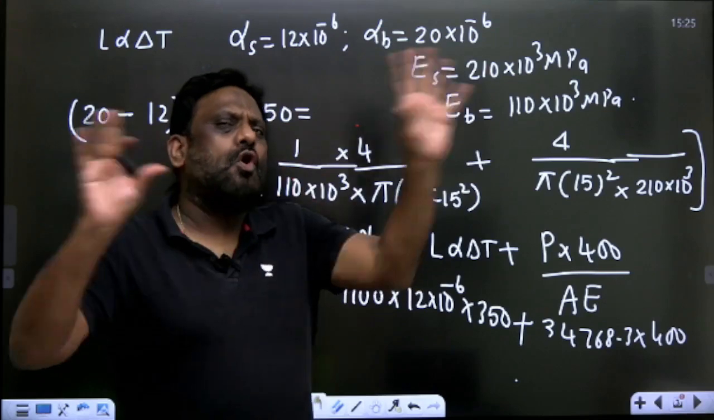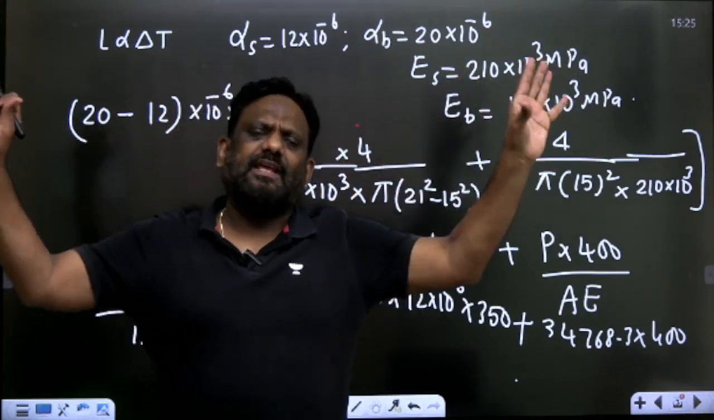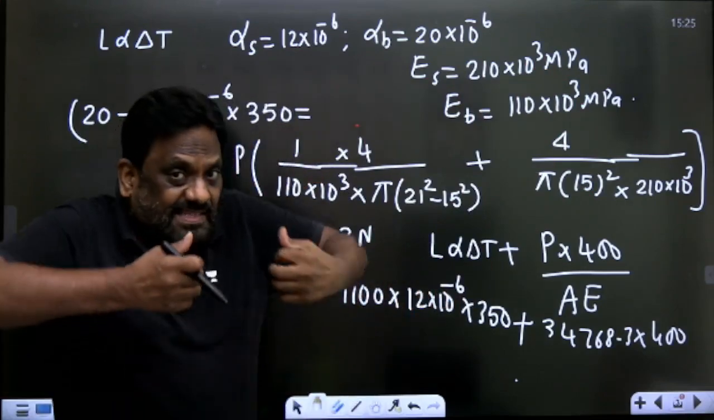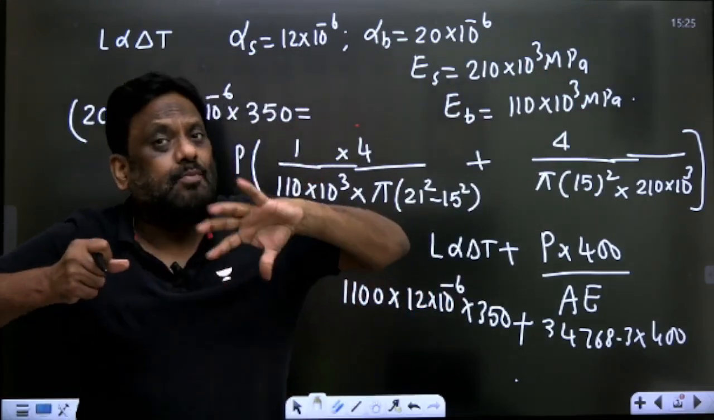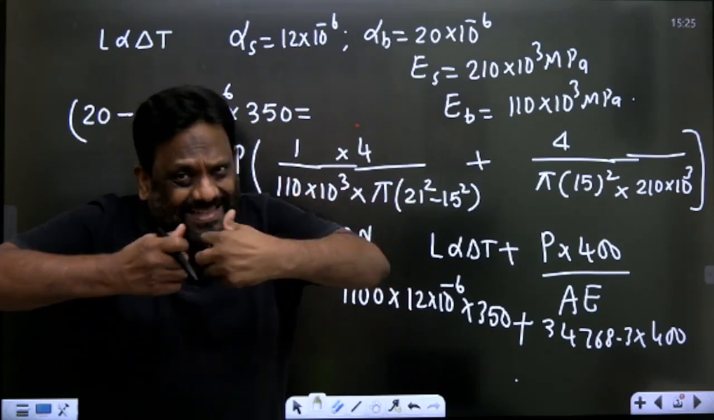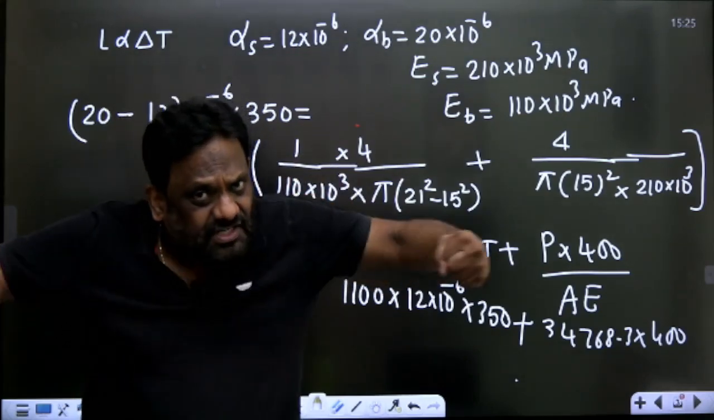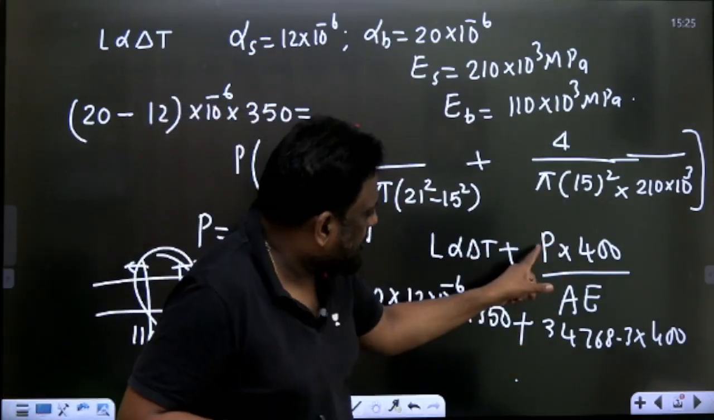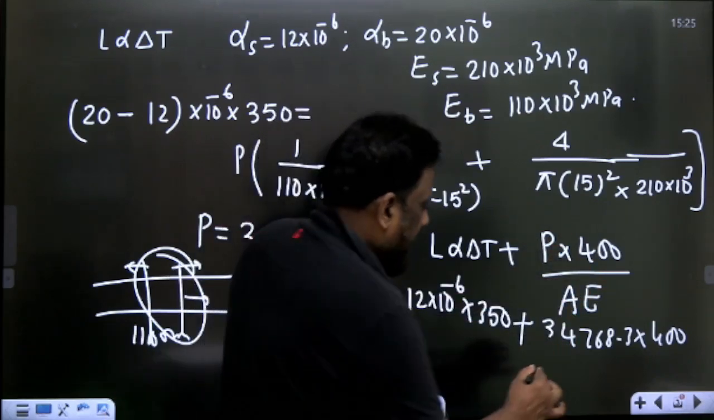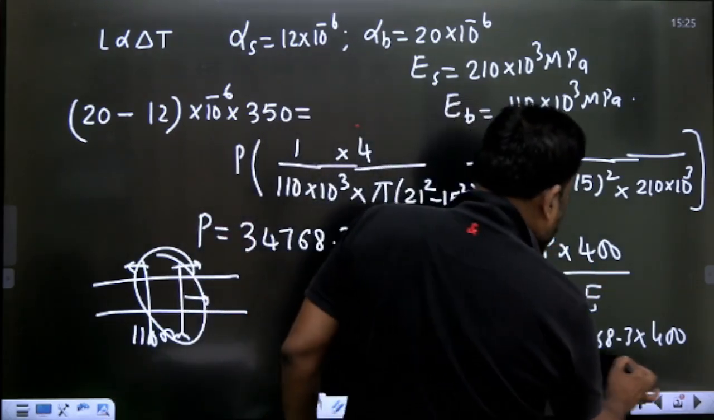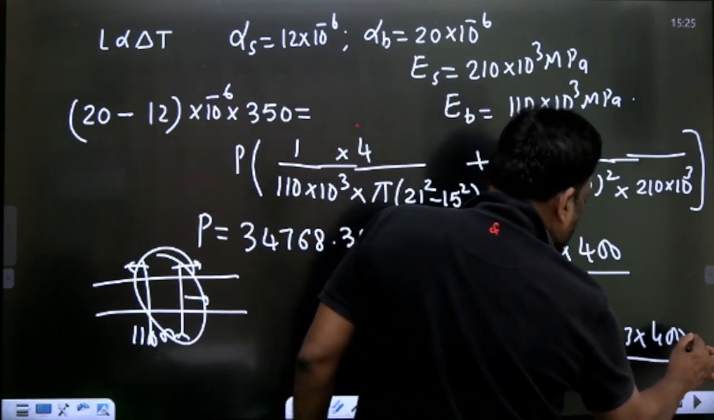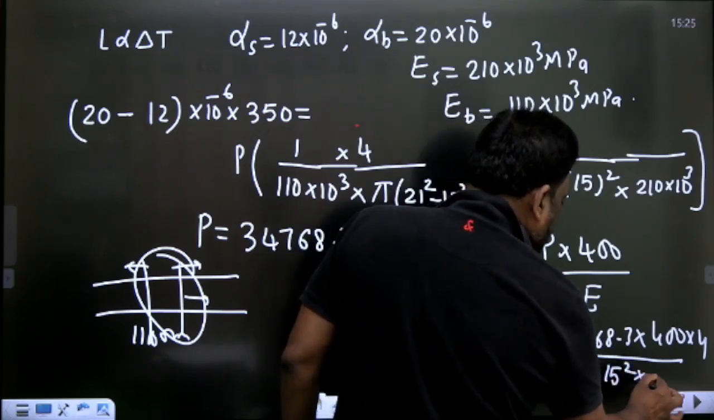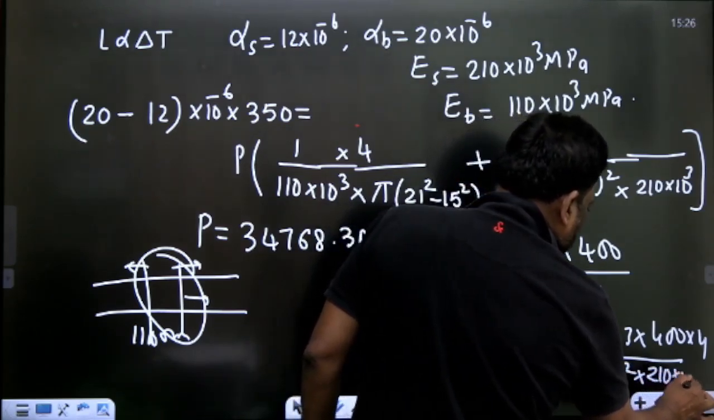If there is no composite section and you heat it freely, it will expand freely by L alpha delta T. Plus, due to the composite section, as bronze is shrunk on the steel, steel will be subjected to additional tension over 400. Because of that additional axial load, it will be PL by AE. And A is pi by 4 into 15 squared for steel, and E is 210 into 10 power 3.